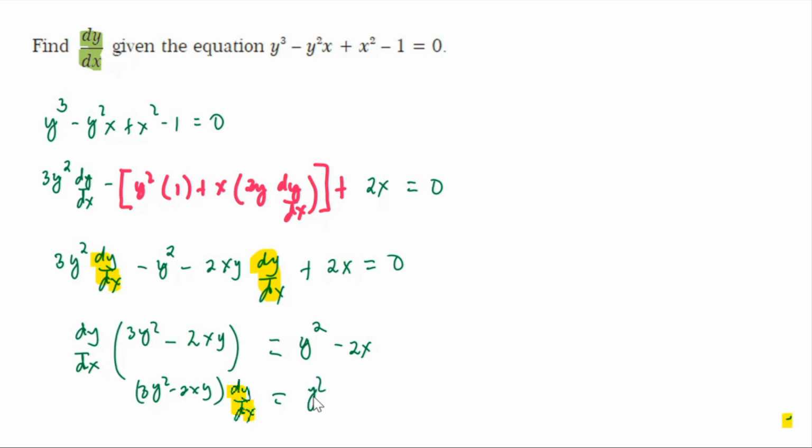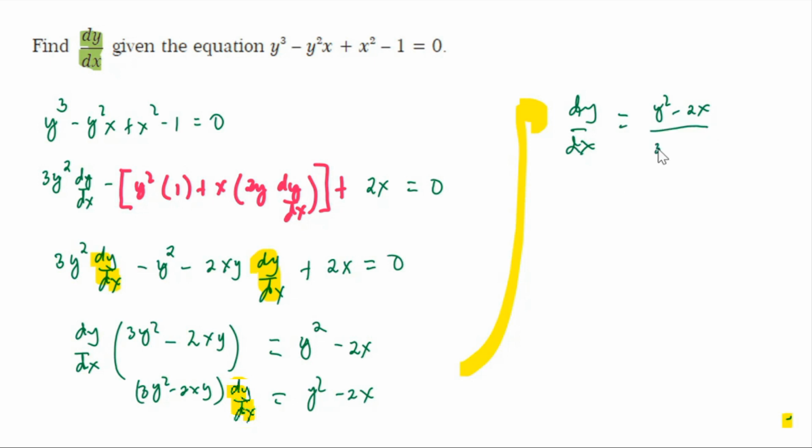So we have the right side now, y squared minus 2x. So in order for us to solve for dy over dx, we have to divide both sides by this quantity of 3y squared minus 2xy. So therefore, from here, we can write now dy over dx is equal to y squared minus 2x all over 3y squared minus 2xy. And that will be our final answer.